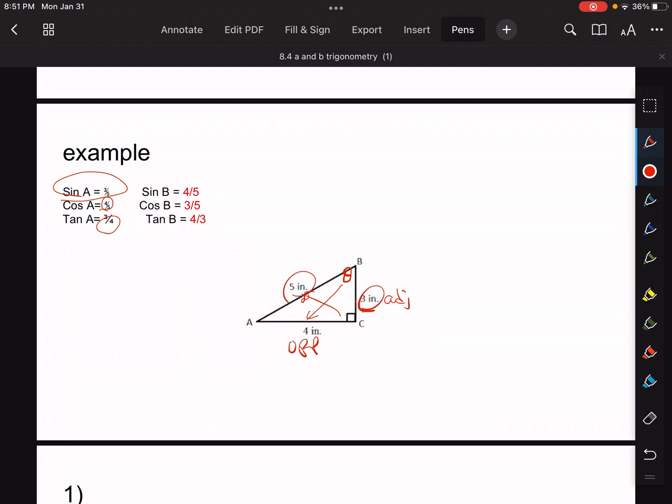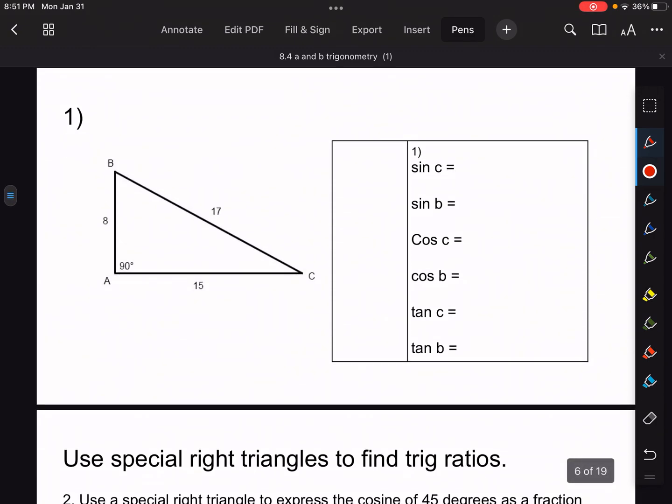And then the tangent would be the opposite over adjacent, which would be 4/3. Okay, so there's an example. So here we go. Let's try this out. Here's number 1, example 1. It says find the sine of C.